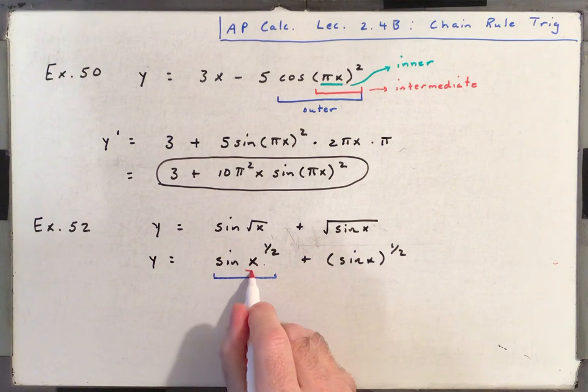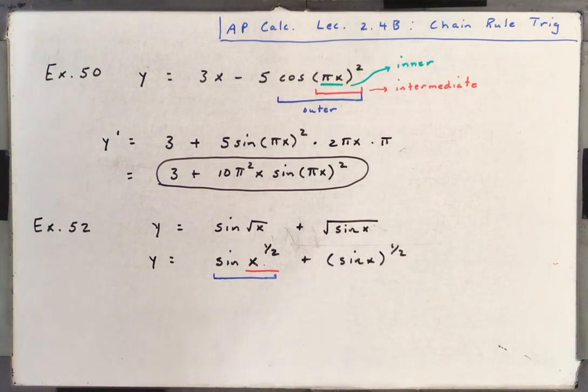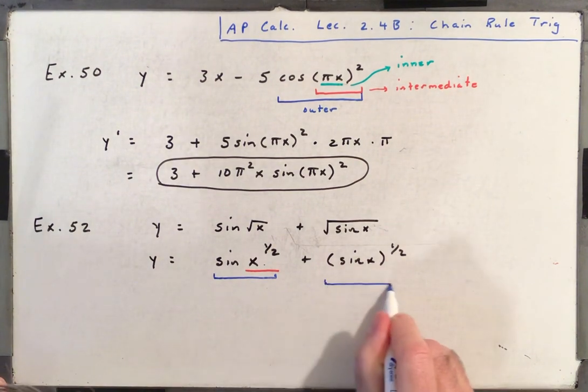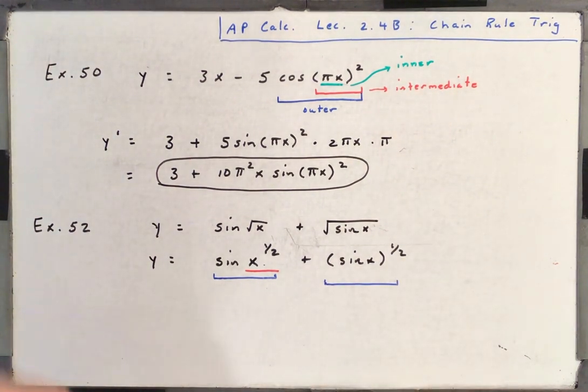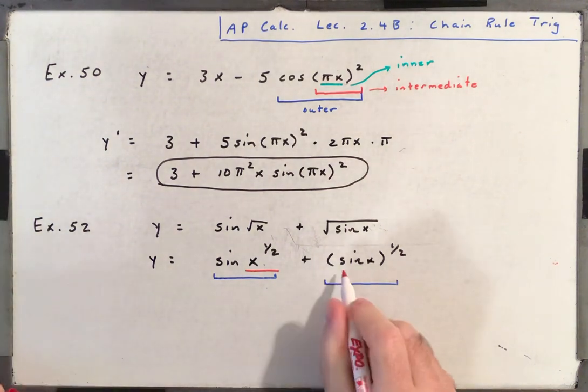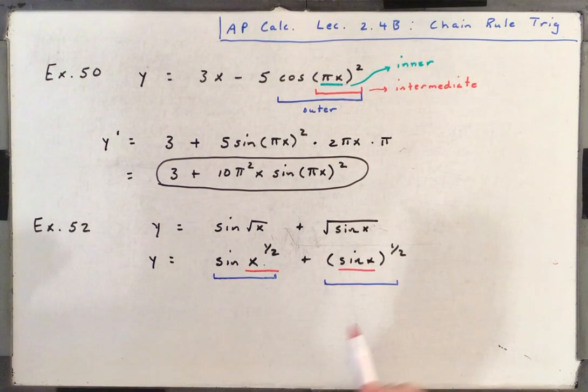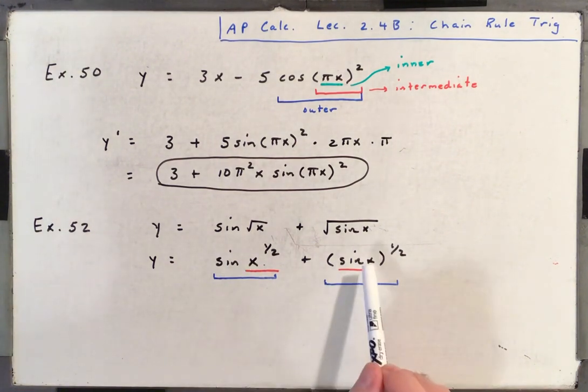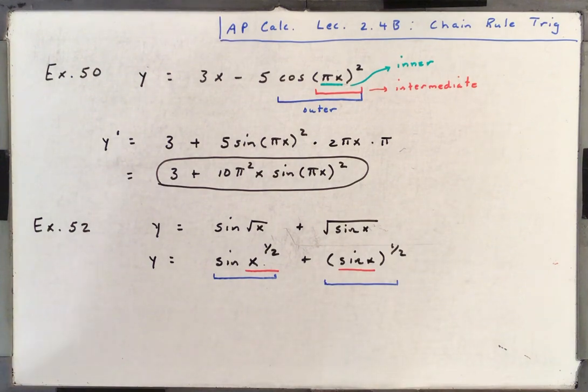That's just x to the 1/2. And here, on the second part of this, the outermost is the whole thing. And then the inner function would just be sine x. Now, it would be a 3rd layer if we had a number like a 3 or a pi or something like that in front of the x. But we don't have that, so that makes life a little bit easier here.